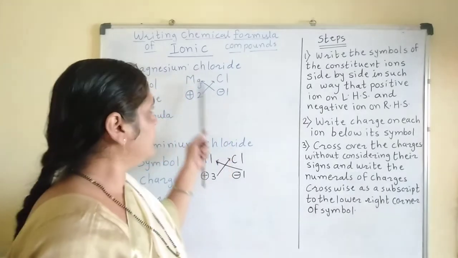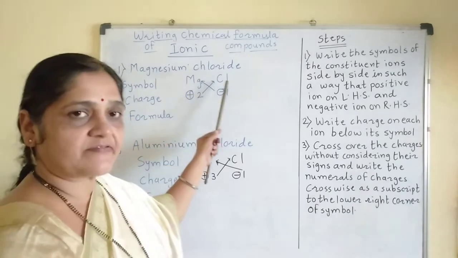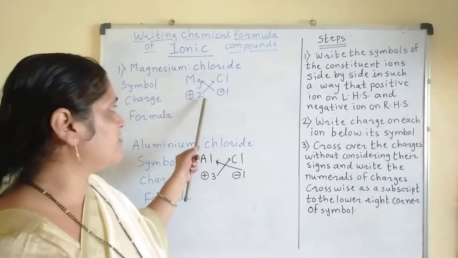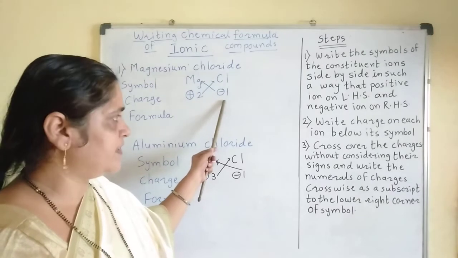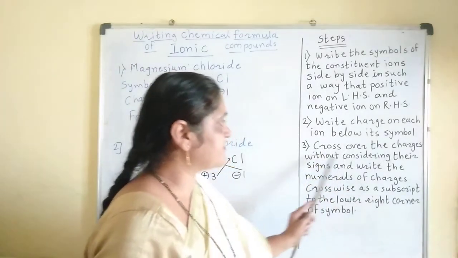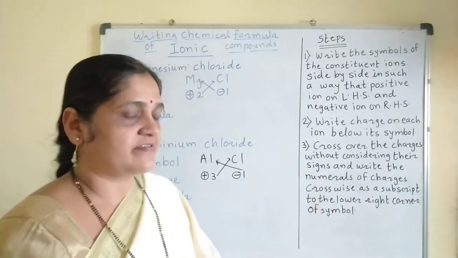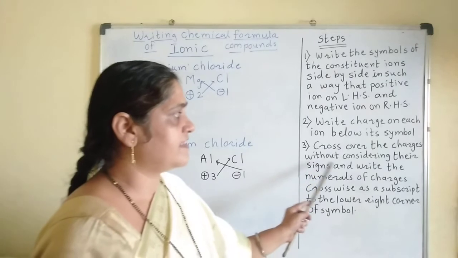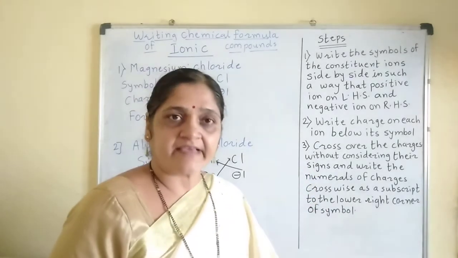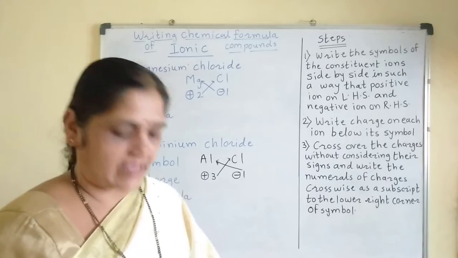Now in this way we have written the symbols. First is of the metal and then of the non-metal. Then the charge on the metal ion and the charge on the non-metal ion. And then the third step is to cross over the charges without considering their signs. Whether it is carrying a positive sign or a negative sign, we are not going to consider those signs.